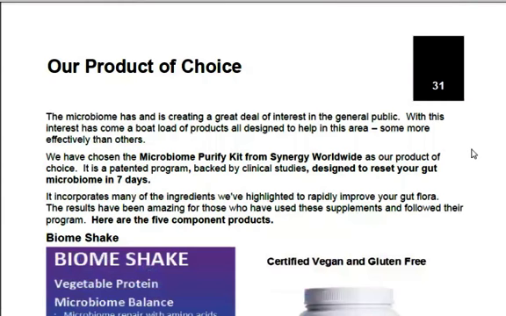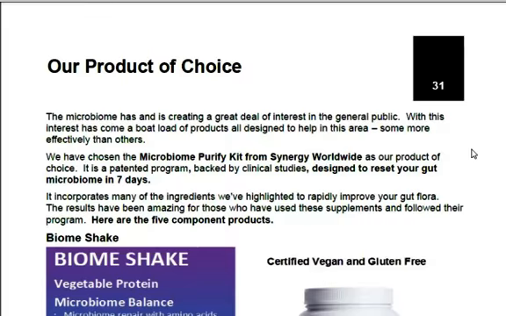And we have a statement. We have chosen the Microbiome Purified Kit from Synergy Worldwide as our product of choice. It is a patented program backed with clinical studies designed to reset your gut microbiome in 7 days. Would you like to do that? Then this is the program that you should use, and this is the program that we believe in because it's the best one in the marketplace.